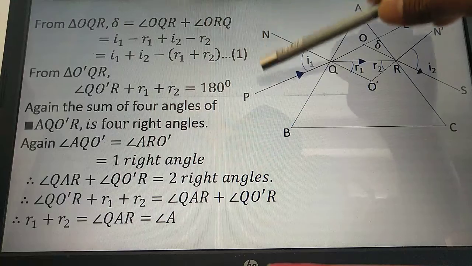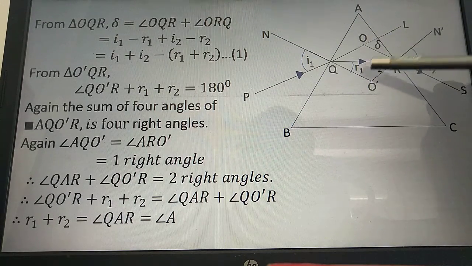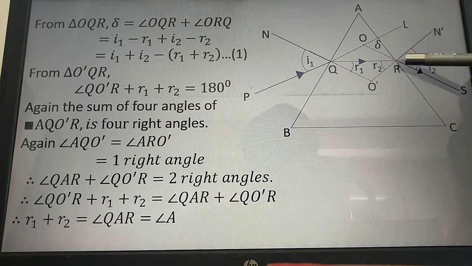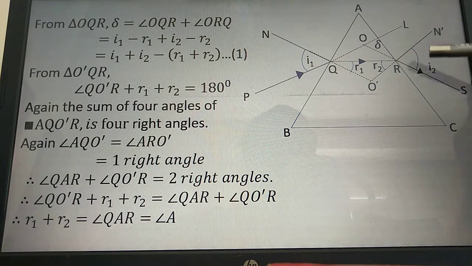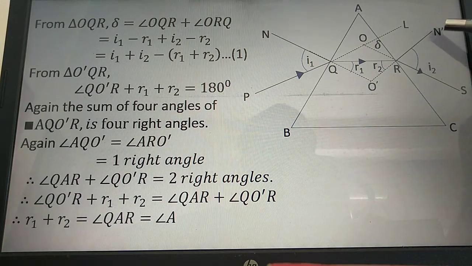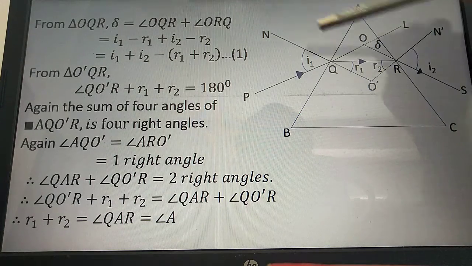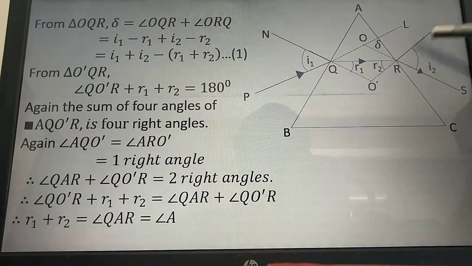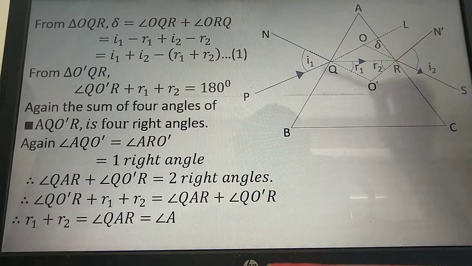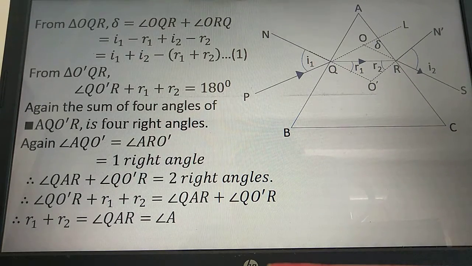PQN is the angle of incidence, this is I1, then this is the refracted ray and this one is the emergent ray. If we draw another perpendicular on the surface AC, that is N prime R, and produce it up to O prime, then NQO prime and N prime RO prime meet at point O prime. Here SRN prime is the angle of emergence, that is I2.